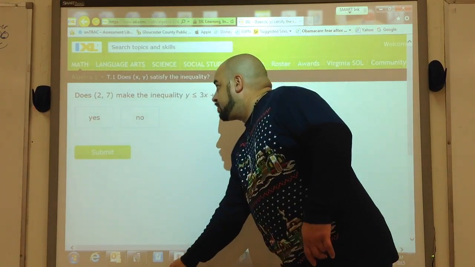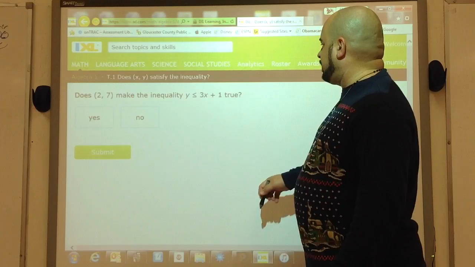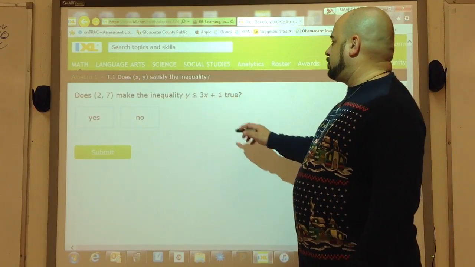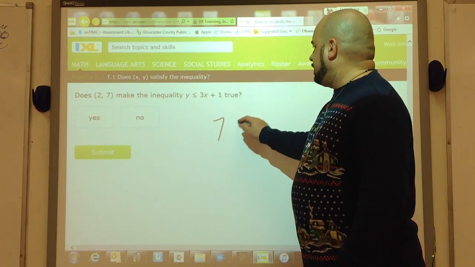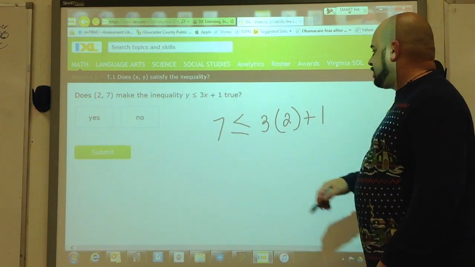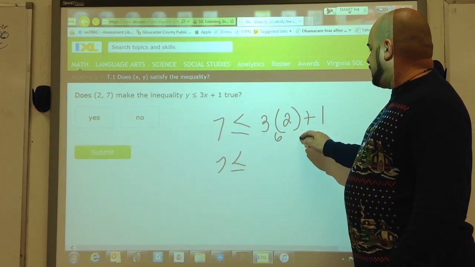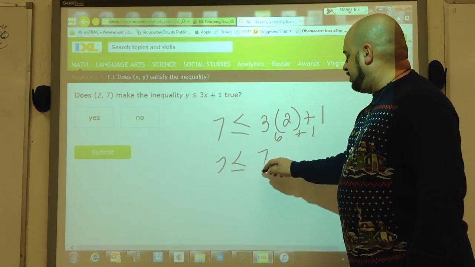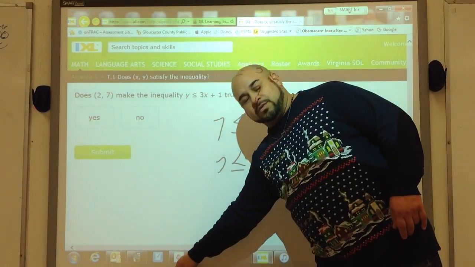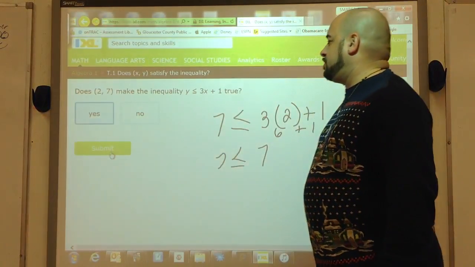All right? So, does (2, 7) make the inequality y is less than or equal to 3x plus 1 true? So y is 7, less than or equal to 3 times 2 plus 1. So I have 7 is less than or equal to... 3 times 2 is 6. 6 plus 1 is 7. 7 is equal to 7, so that makes that one true. So that will be a yes.